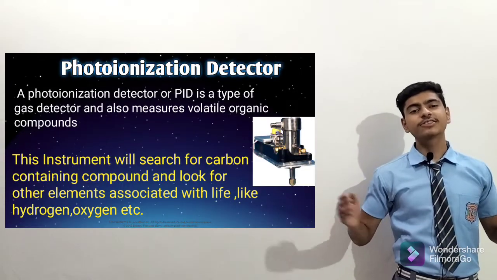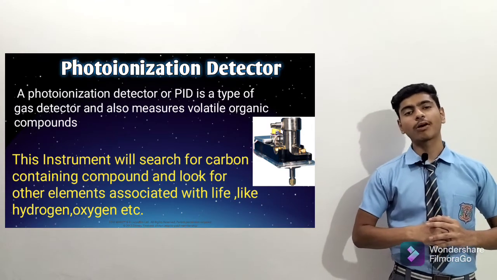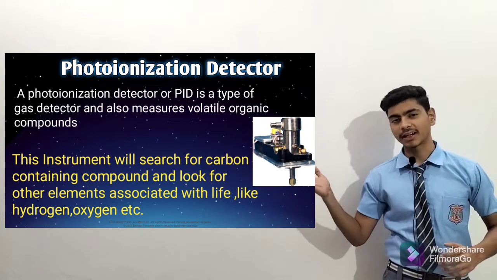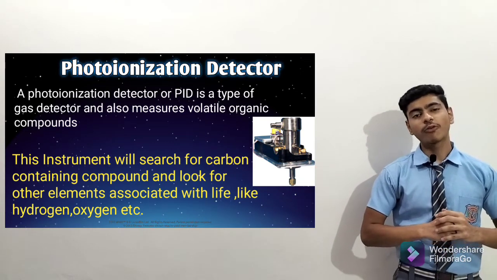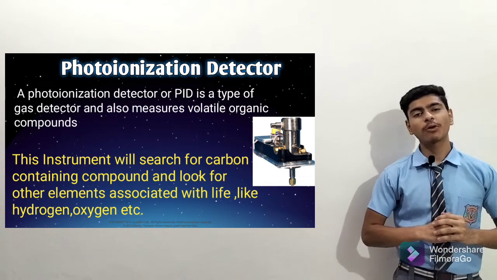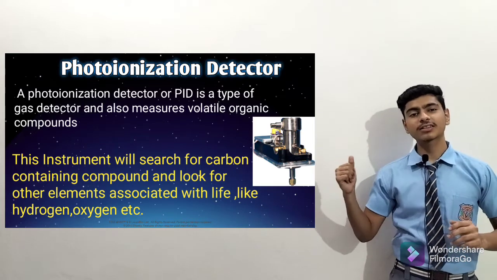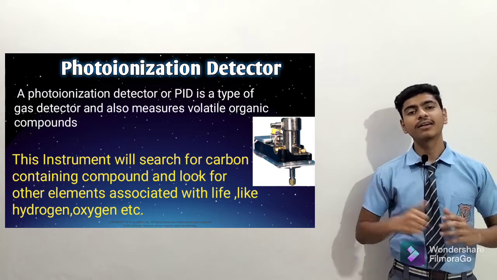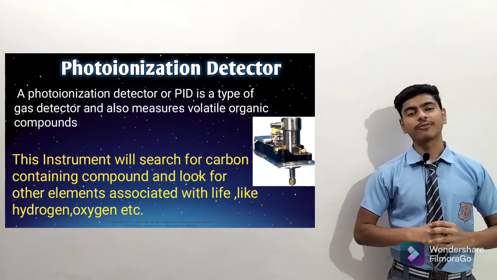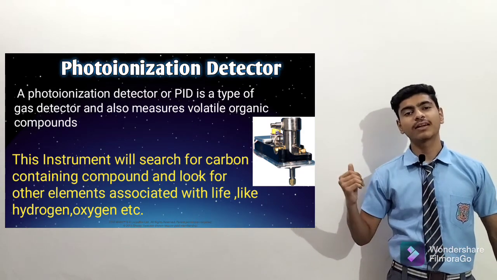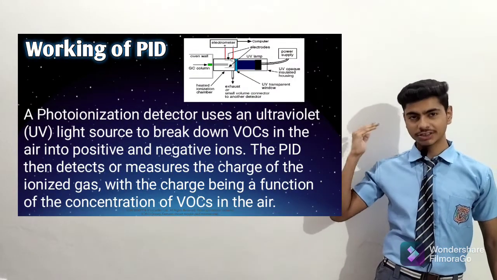The next technology is the photo ionization detector. A photo ionization detector, or PID, is a type of gas detector and it also measures volatile organic compounds. Volatile organic compounds are those compounds which evaporate at room temperature. So this instrument will search for carbon containing elements or those elements which are associated with life, like hydrogen, oxygen and other gases. So here is the working of the photo ionization detector.